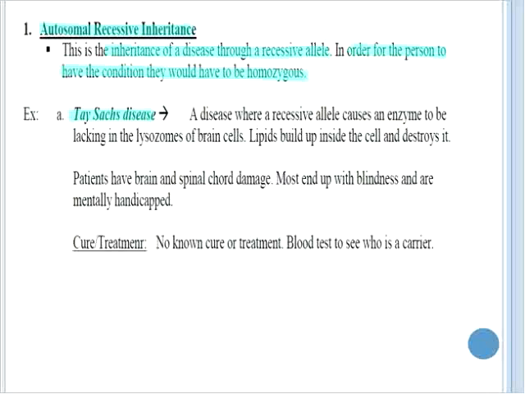Tay-Sachs disease is a disease where a recessive allele causes an enzyme to be lacking in the lysosomes of brain cells. Lipids build up inside the cell, eventually destroying it. Patients have brain and spinal cord damage, most end up with blindness, and are mentally handicapped. There is no known cure or treatment, and blood tests can be done to see who is a carrier.